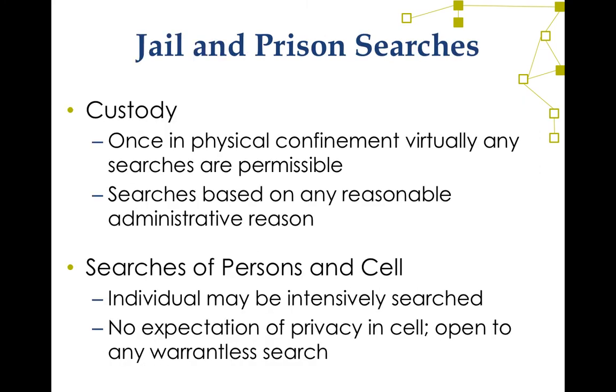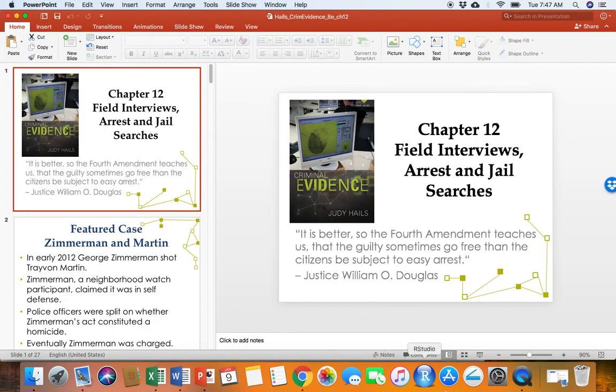In terms of jail and prison, once we're in physical custody, all searches are permissible. They're based on any reasonable administrative reason. People can be intensively searched. There's no expectation of privacy in your cell, so it's open to any warrantless search. So remember, when you go into jail or prison, your Fourth Amendment rights are limited because there's no reasonable expectation of privacy there. Okay, and that wraps up Chapter 12.